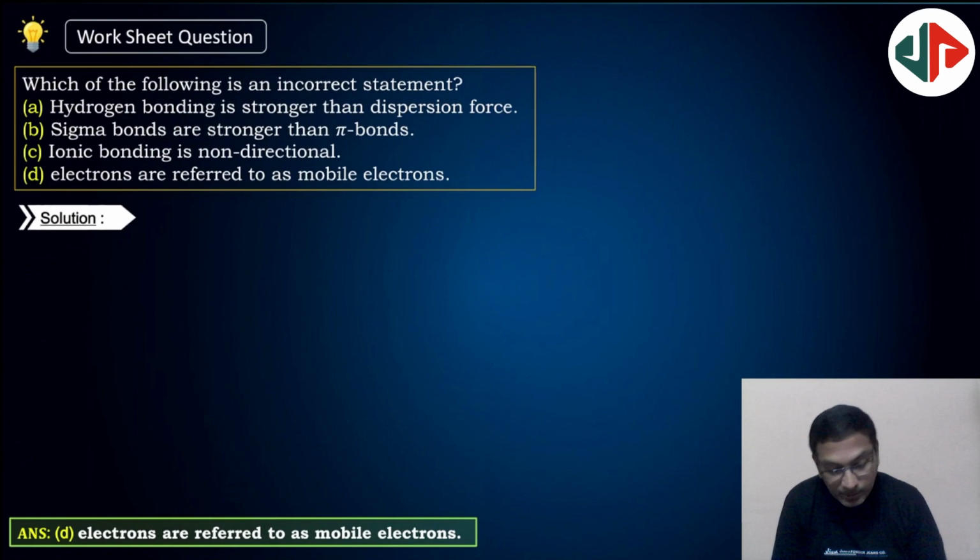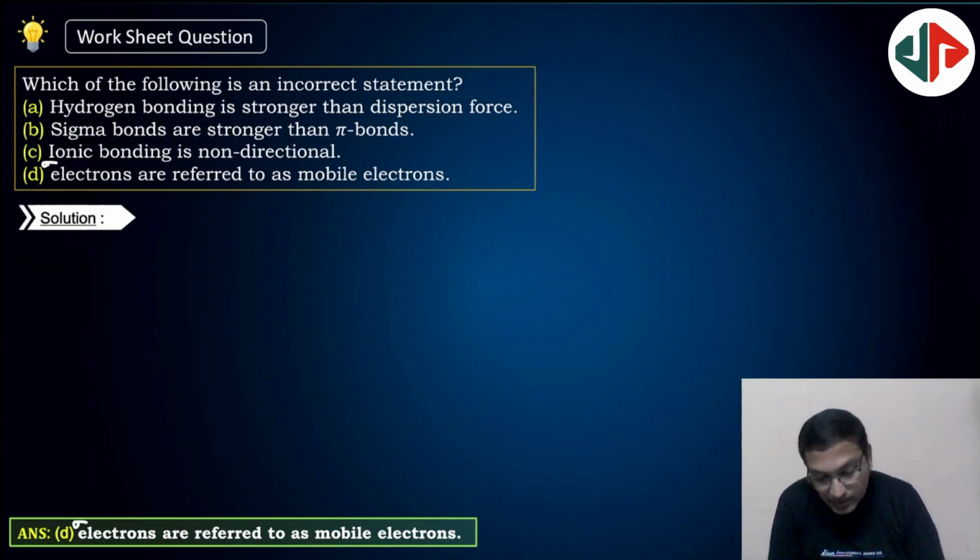This is also important. Which of the following is an incorrect statement? So hydrogen bonding is stronger than dispersion forces. So when compared to dispersion forces, hydrogen bonding is stronger due to more force of attraction. Sigma bonds are stronger than pi bonds. That is also correct. Ionic bond is non-directional due to just electrostatic force of attraction between cations and anions. Next here, sigma electrons are referred to as mobile electrons.